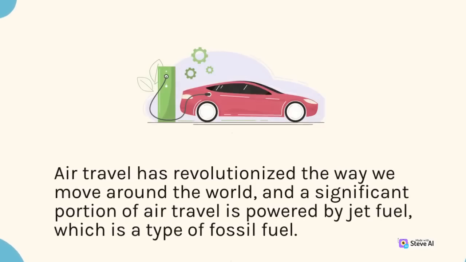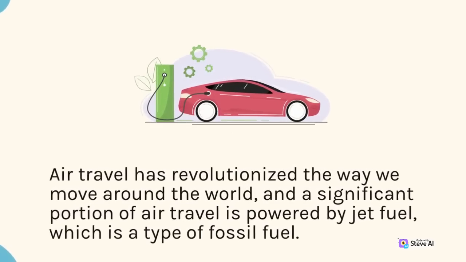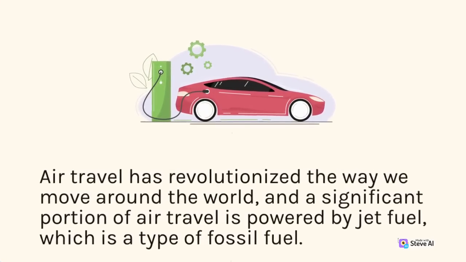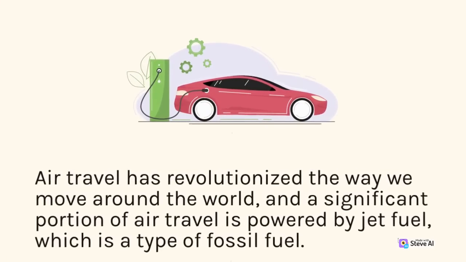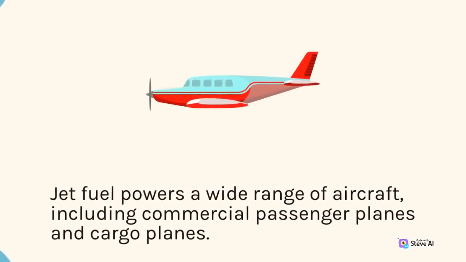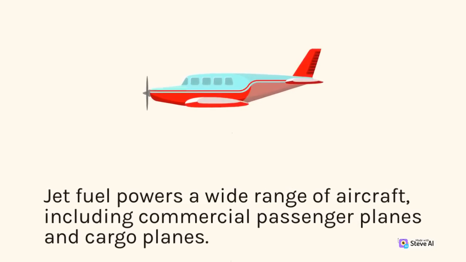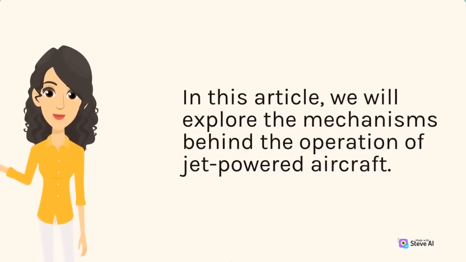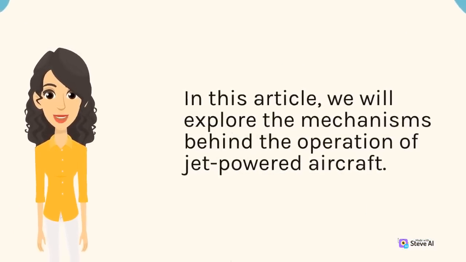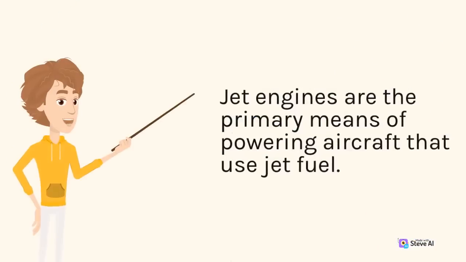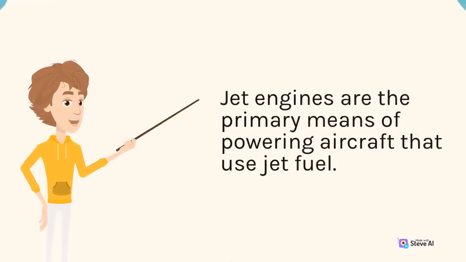Air travel has revolutionized the way we move around the world, and a significant portion of air travel is powered by jet fuel, which is a type of fossil fuel. Jet fuel powers a wide range of aircraft, including commercial passenger planes and cargo planes. In this article, we will explore the mechanisms behind the operation of jet-powered aircraft. Jet engines are the primary means of powering aircraft that use jet fuel.